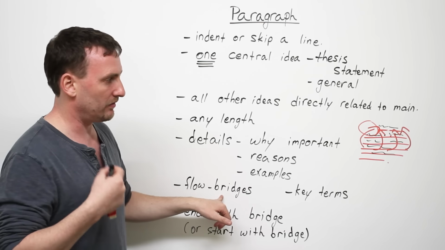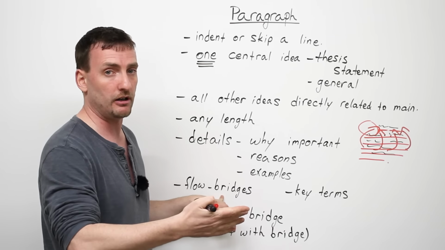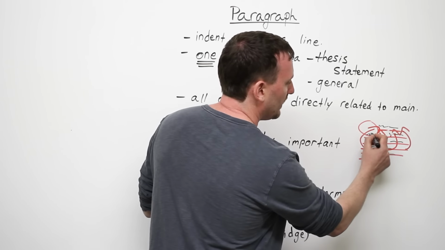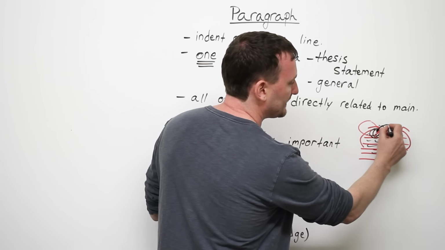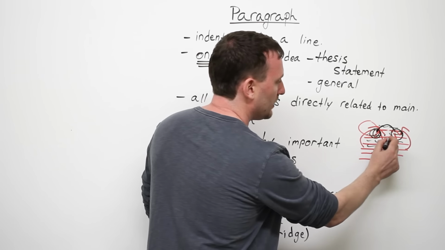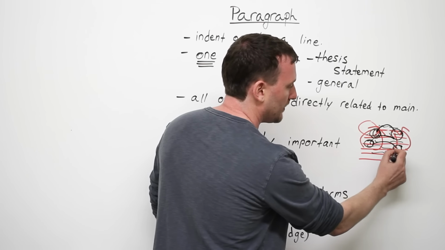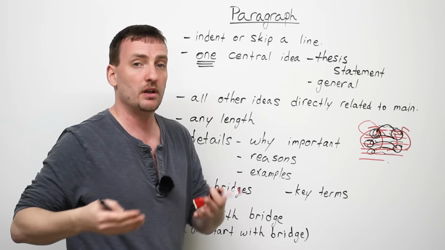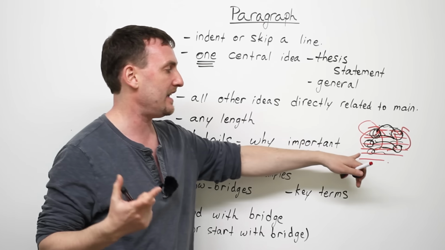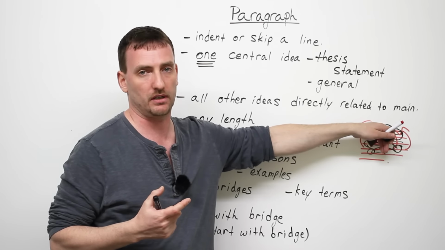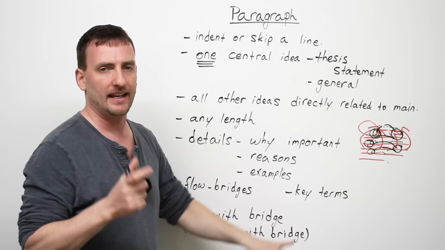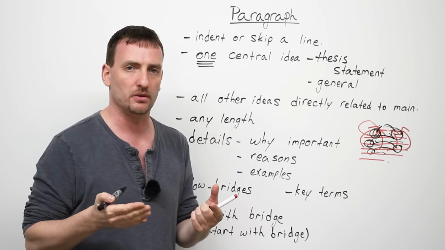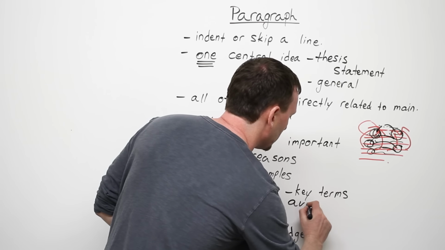Now, in terms of flow, in terms of the way the reader can approach the paragraph, you have to have bridges. What do bridges mean? Basically, when you have one idea in this sentence, you must connect it to the next sentence. Every sentence must have a link to the next sentence. This creates flow, makes it much easier to read and understand, and it keeps you on the one topic. Now, key terms. If you're talking about something specific and you have to use a key term, use it as many times as you need to. Otherwise, avoid repetition.